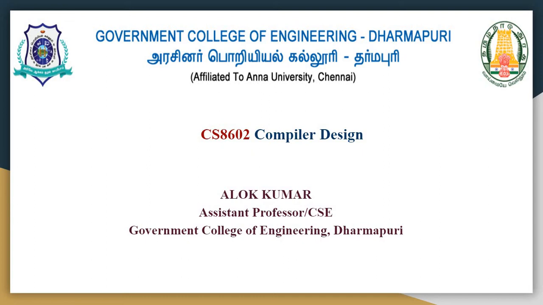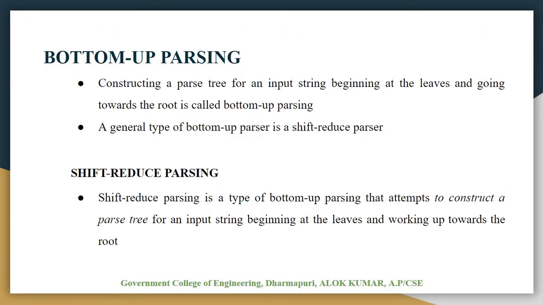Okay, so here we will see the next topic in the second unit of compiler design, that is bottom-up parsing. In bottom-up parsing, constructing a parse tree for an input string beginning at the leaves and going towards the root is called bottom-up parsing. We will construct a parse tree starting from the leaves and go up to the root. In this manner we will construct one parse tree.